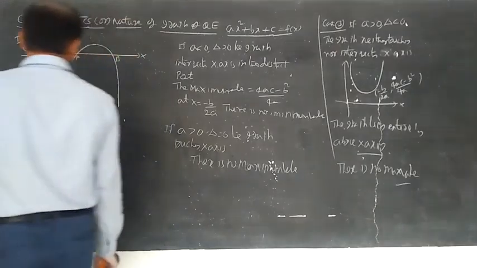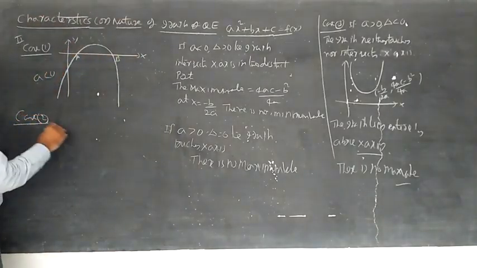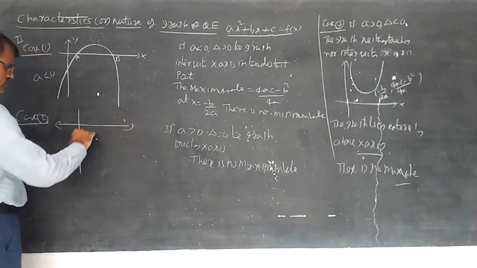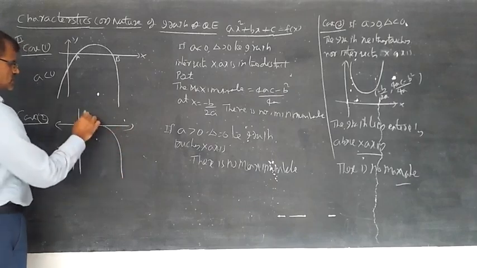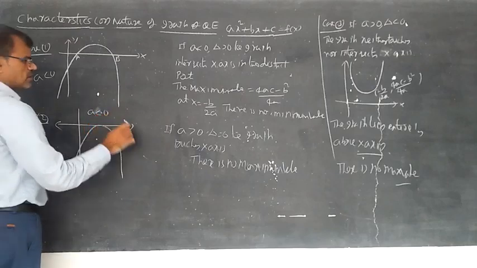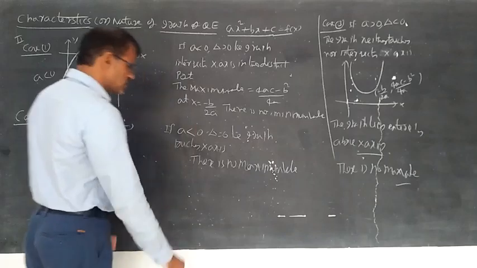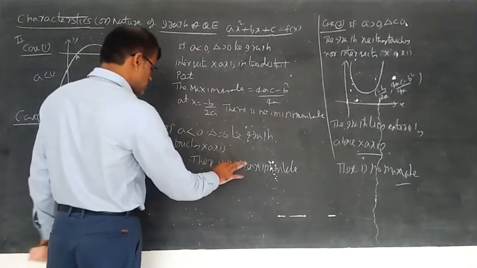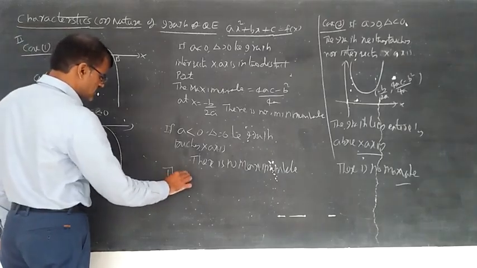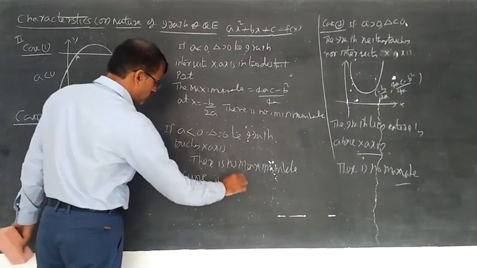Next one, second one, case 2. Draw like this. The condition is a less than 0, comma, delta is equal to 0. The graph touches the x-axis exactly. Here you can say the curve is called a downward parabola. The curve is a downward parabola.